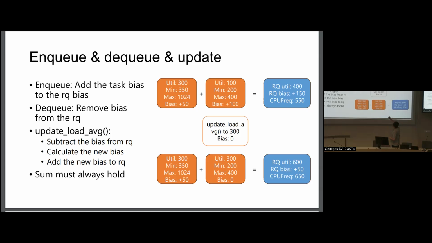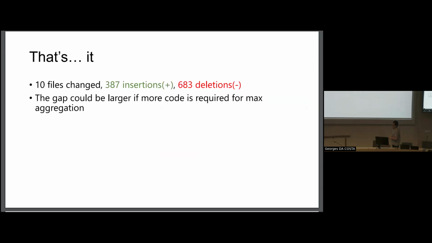And I'll give you an example. There are two tasks. The total bias is 150, so you would raise the frequency by 150. And then there is an update load average. The second task now goes from 100 to 300. Now that falls inside Uclamp min and Uclamp max, so its bias is now 0. After that update, you get the new bias, which is only 50, because the second task is already getting enough performance. So you won't bias that much in the RQ total. Okay, and that's basically it.